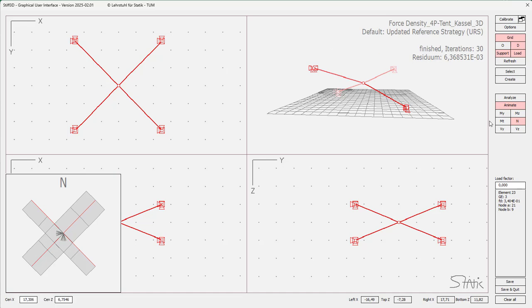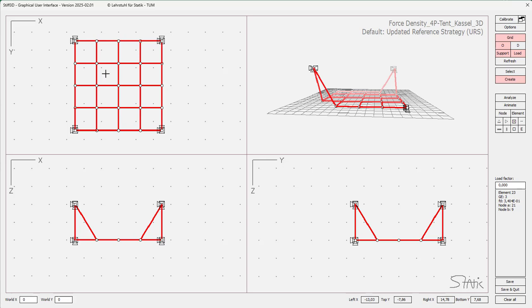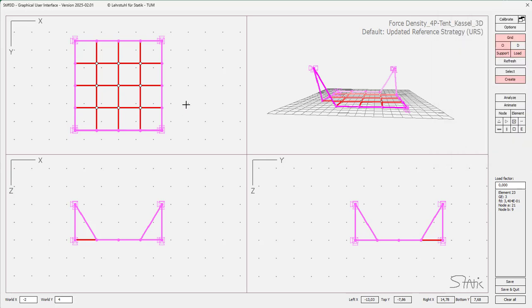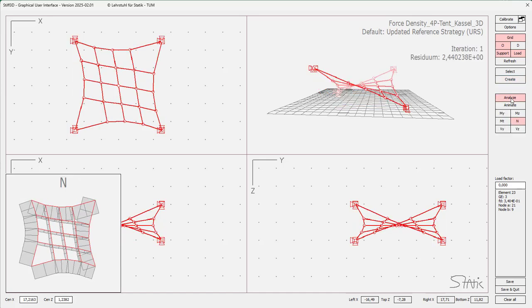So, how to modify the problem? Obviously, we have to give larger pre-stress forces to the edge cables. Let's try to do this. I select the edge cables here, the elements of the edge cables. Here we are, and give those edge cables another pre-stress force. Let's give them 12.5. Well, then let's start again.